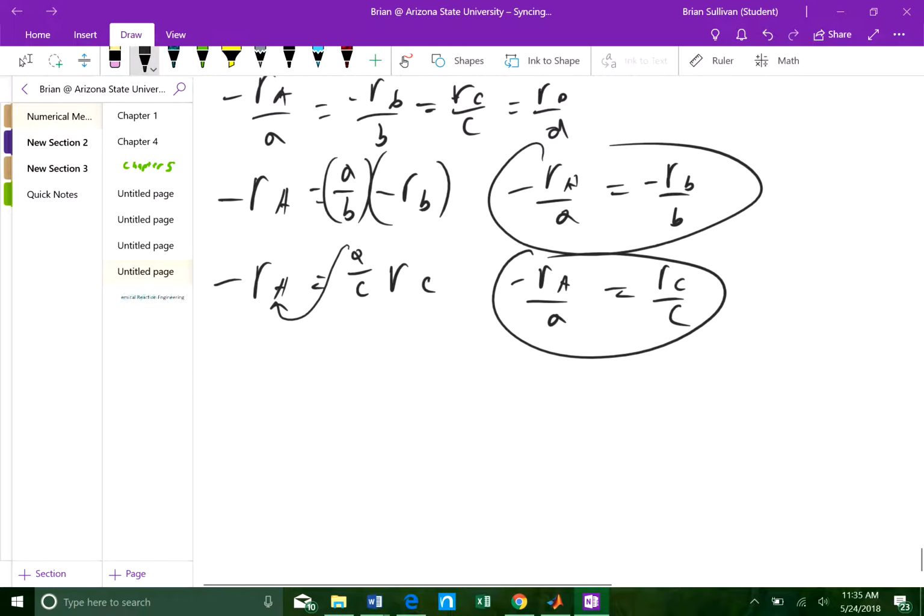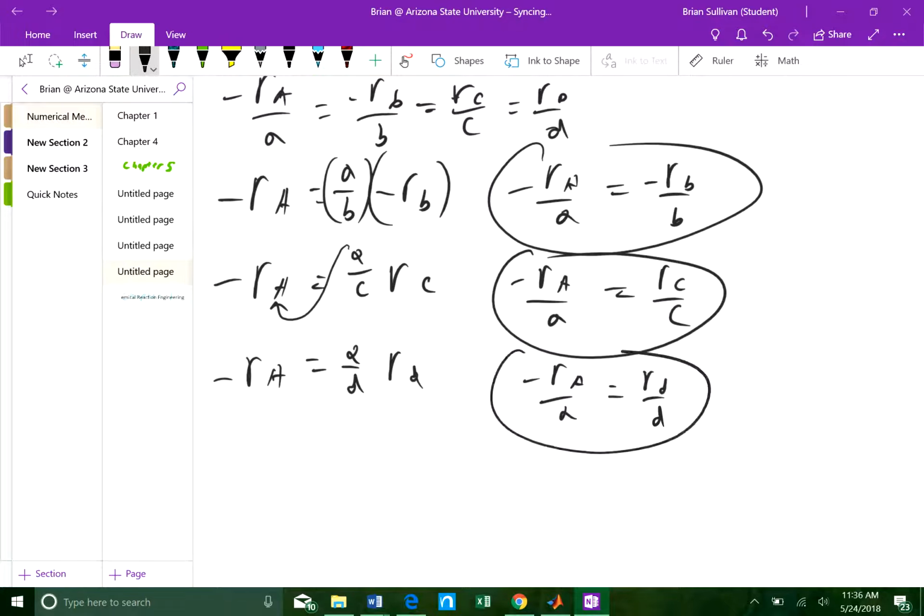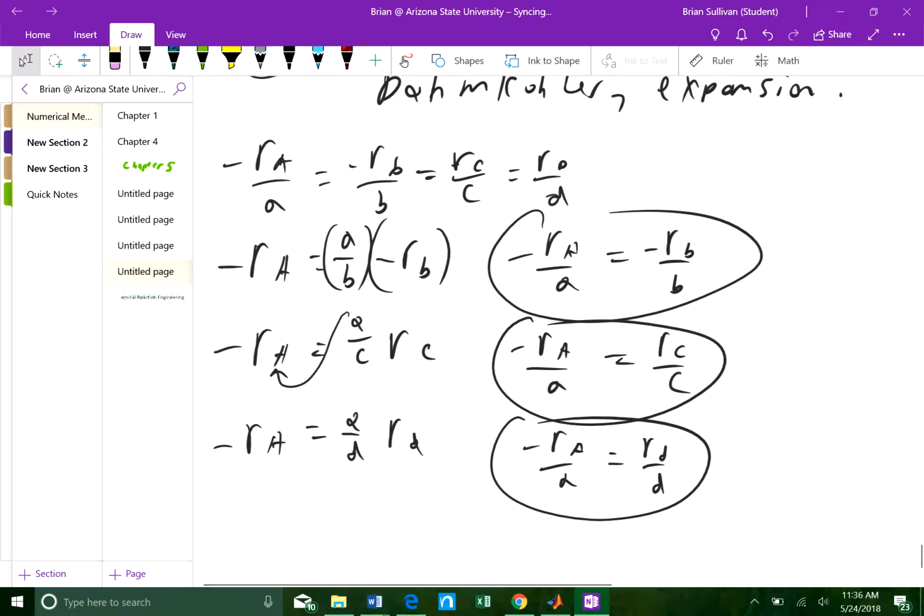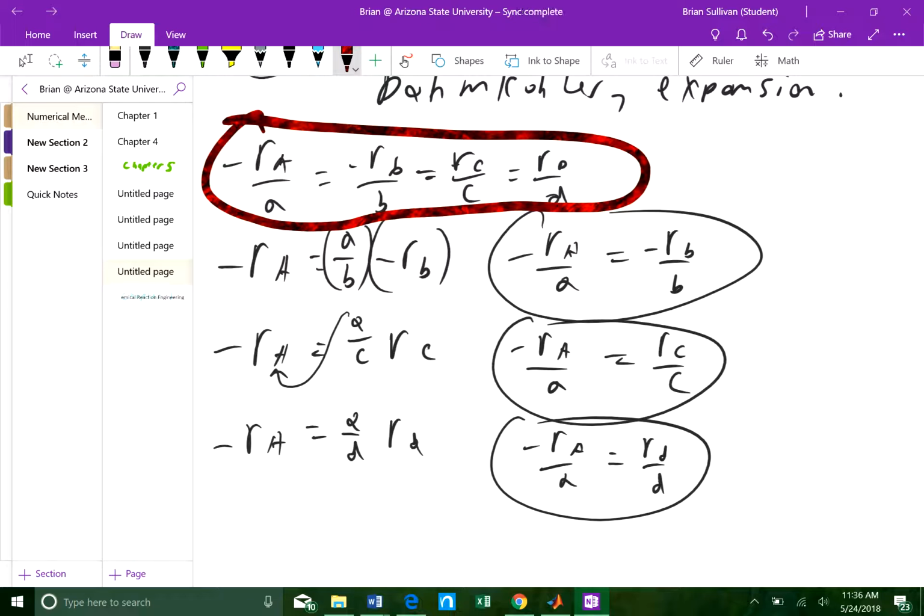And if you do that analysis over and over again, for negative rA, it's going to be a over d to positive rD. You would have gotten negative rA over a, rD over d, right? So if negative rA over a is equal to rD over d, but it's also equal to rC over c, also equal to negative rB over b, then you can get this equation that we've written up here. I'm going to highlight it in evil red. There we go. You get this equation. So that's how you get that equation.